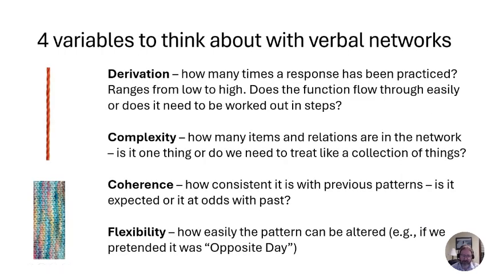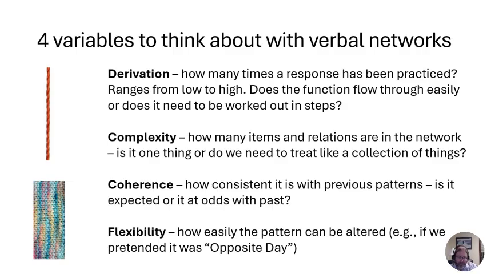So there are a couple of variables to think about whenever you're working with verbal networks at whatever level of complexity. One variable is derivation. How many times has this thing been practiced? The first time you compare Kennewick to Pasco, it's newly derived. But over time, if you practice that a lot, you don't have to go through the derivation. You're just practicing, Kennewick's more fun than Pasco. And so derivation over time can decrease and become more automatic.